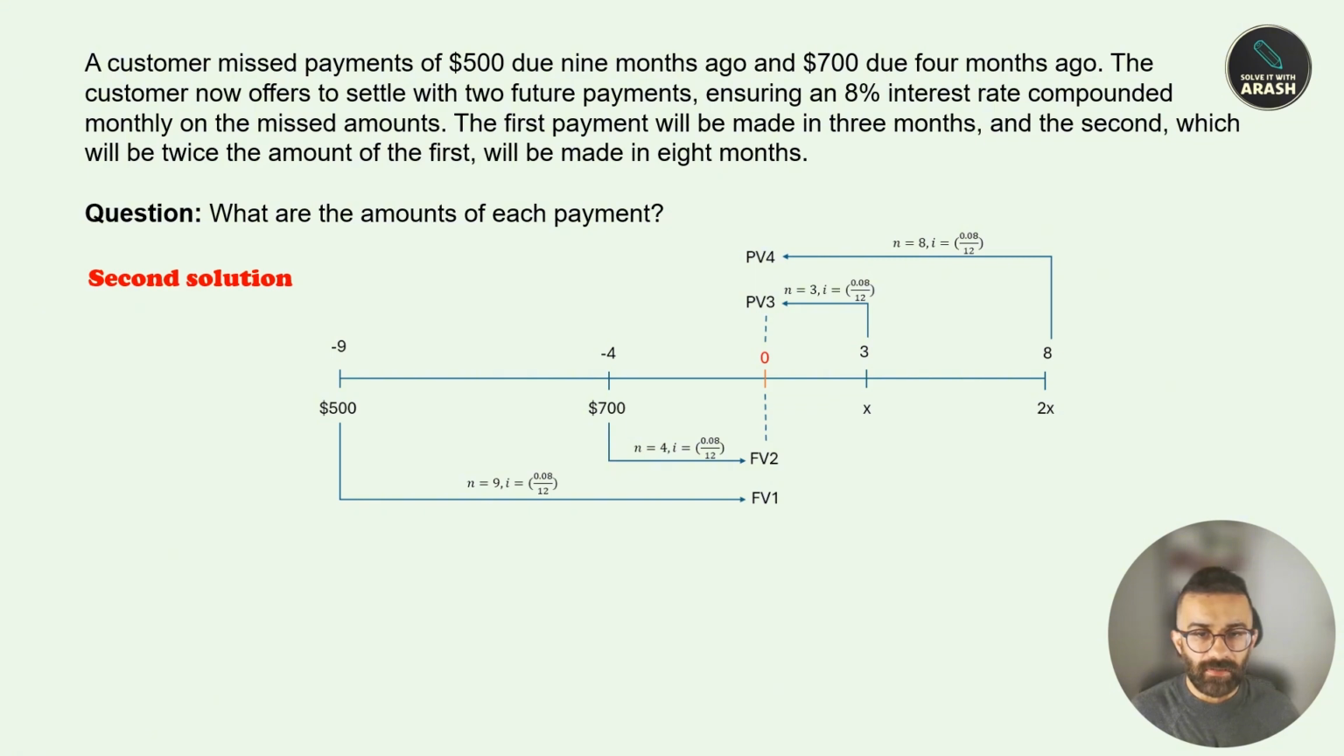Now let's move on to the second solution. And here's the time diagram for the second solution. FV1 plus FV2 equals PV3 plus PV4. In the next slide, I'm going to show you the calculation details for each of these terms.